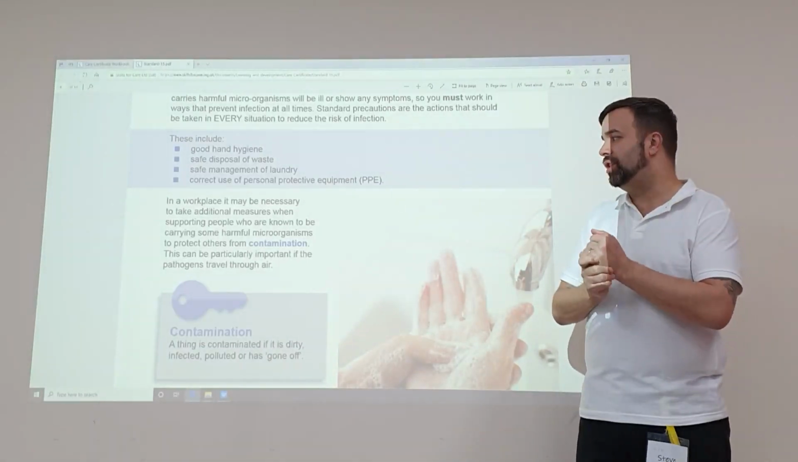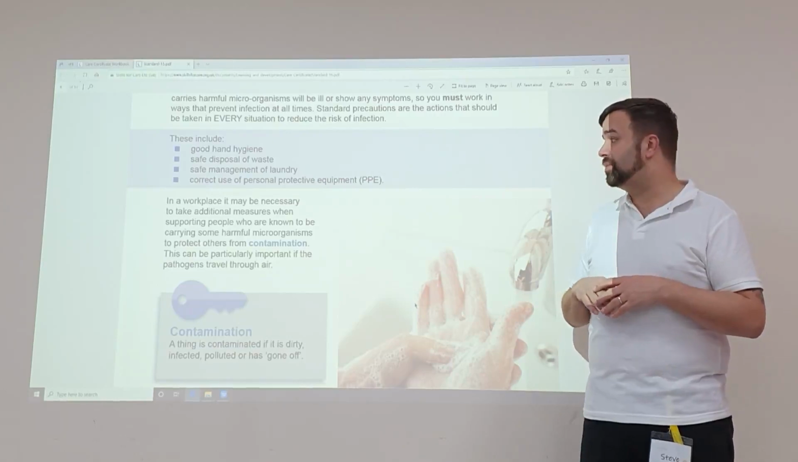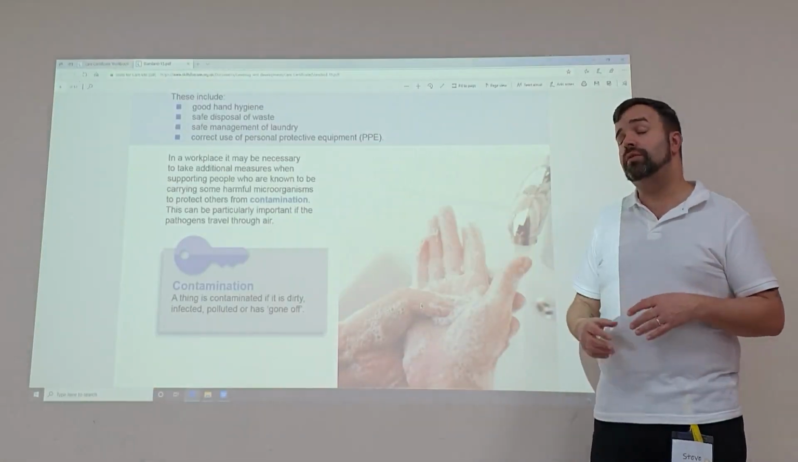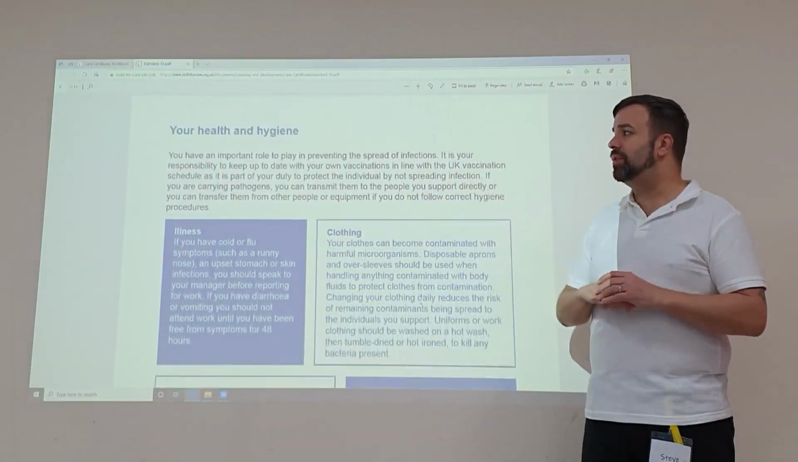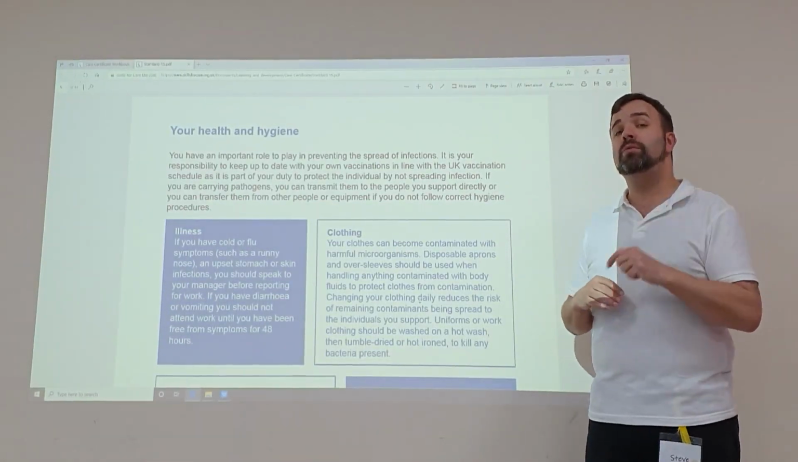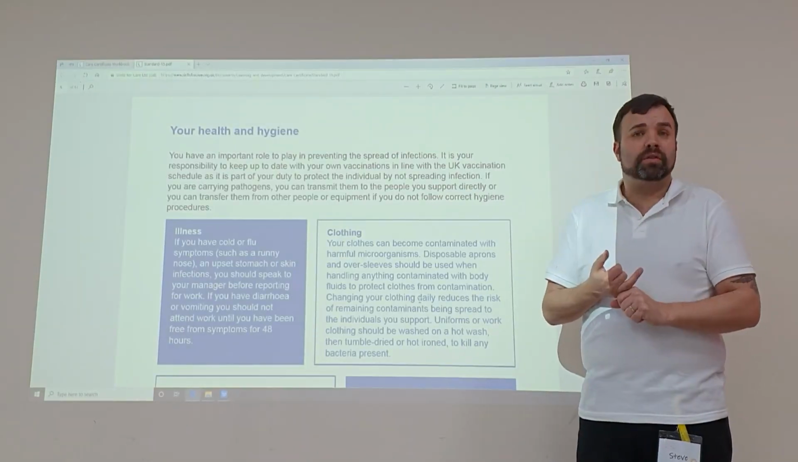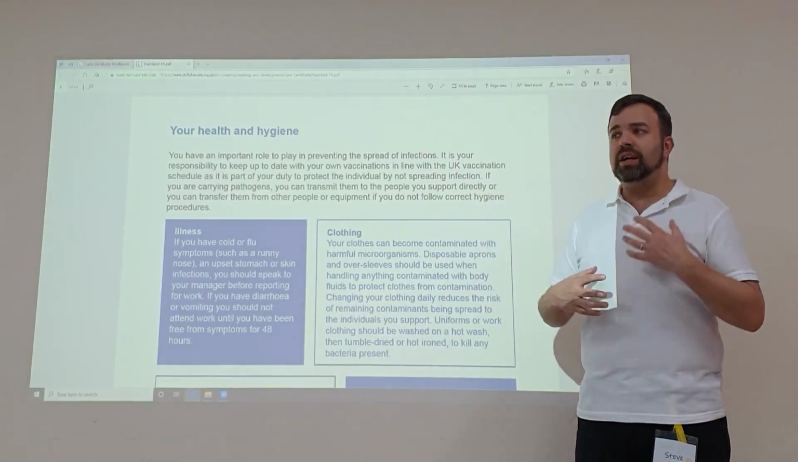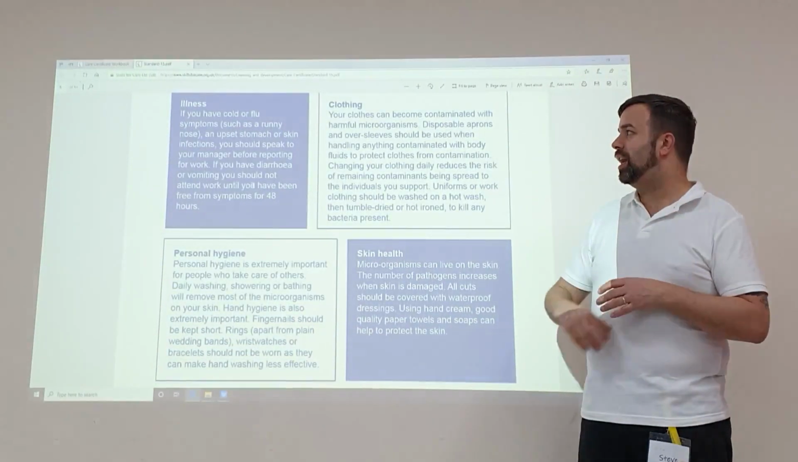And again, the correct use of PPE. Within your workplace, you will have certain policies and procedures around how to deal with contaminants and how to deal with things. And again, you should follow your infection control policies. Your health is your hygiene. It's important that you maintain your own immune system and you maintain your own personal hygiene. Washing your hands before and after tasks, avoid touching your face, and again, if you're touching anything for bodily fluids, you're wearing gloves and aprons.